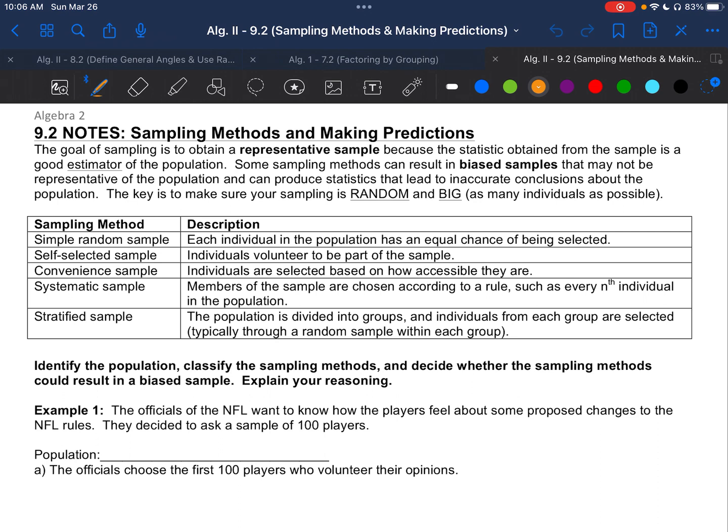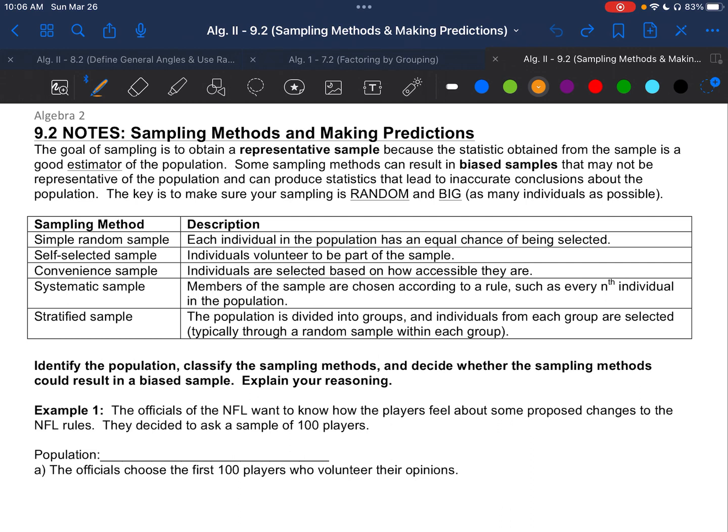So rather than sticking with one group, you want to make sure it's random, so it's going across groups, and it's big, so you're getting a lot of different people. So here we have 5 different sampling methods. The first one is simple random, and it's just each individual in the population has an equal chance of being selected. So it's essentially like you're drawing names out of a hat almost.